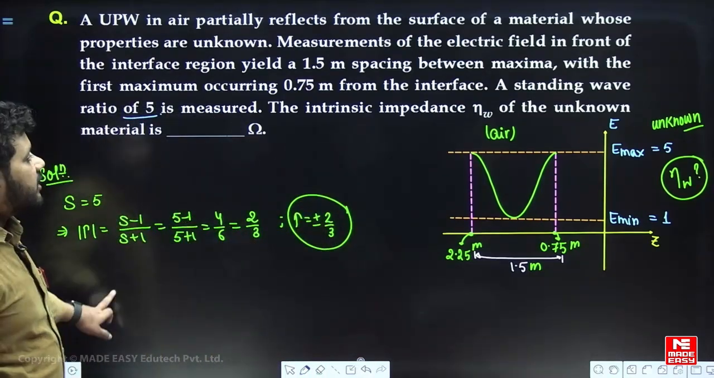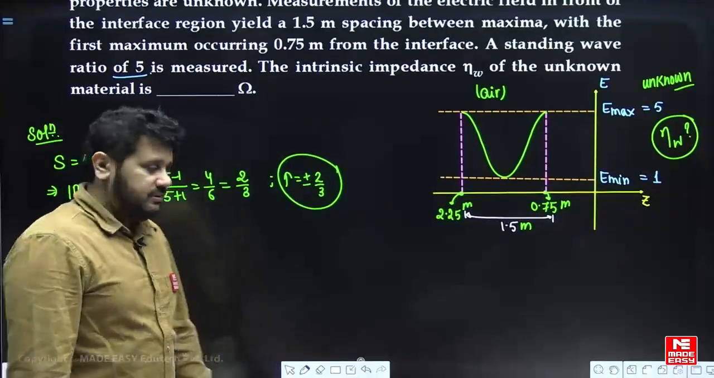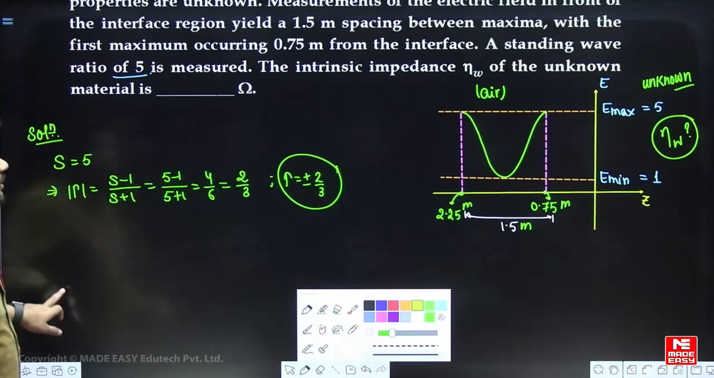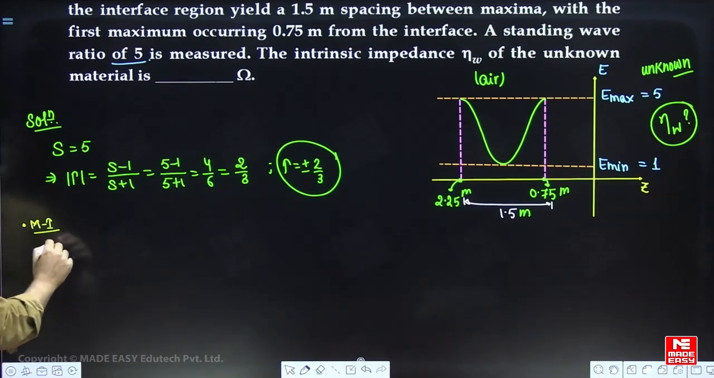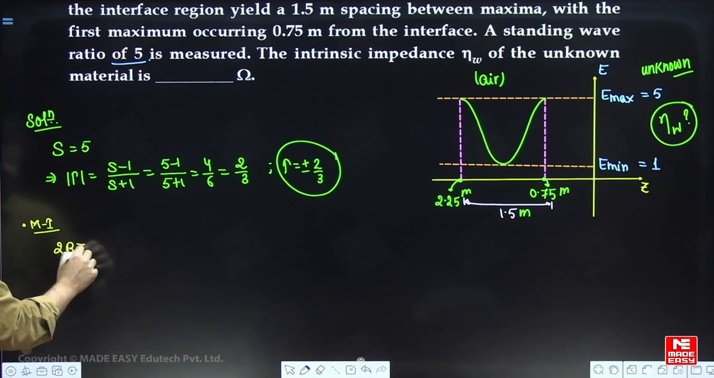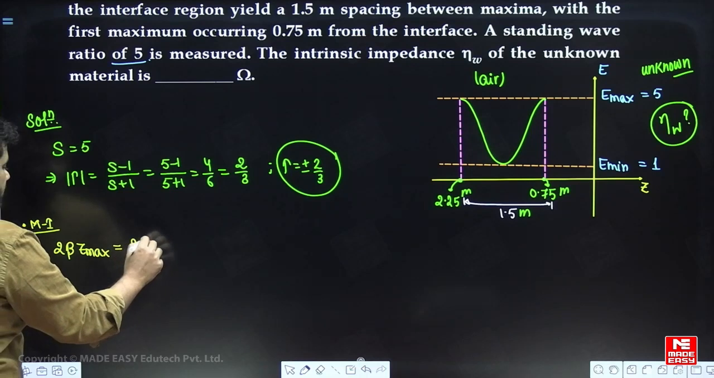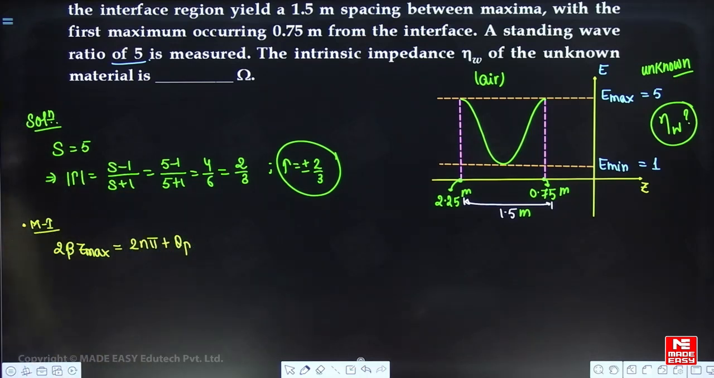Now we have to be assured whether gamma should be positive or negative. There are two ways to judge whether gamma should be positive or negative. I will give you method one, how you will come to know whether gamma is positive or not. According to the question, the first maxima, that is 2 beta z maxima, is, what is the formula? 2n pi plus theta gamma. So this is the formula of maxima.